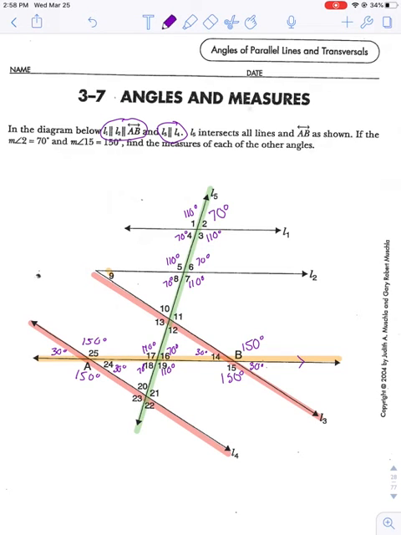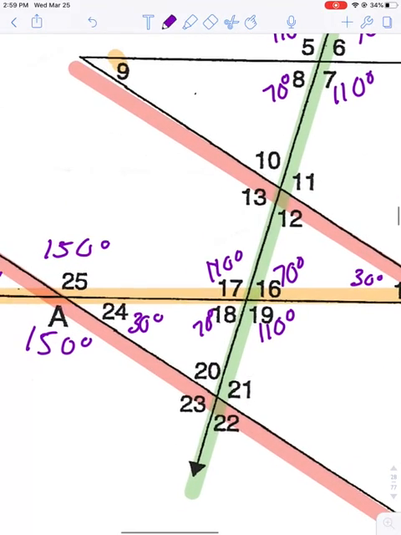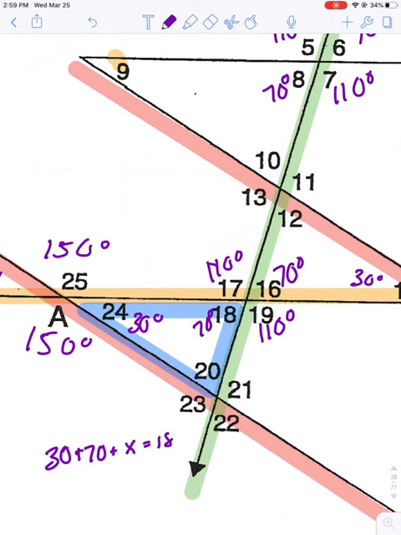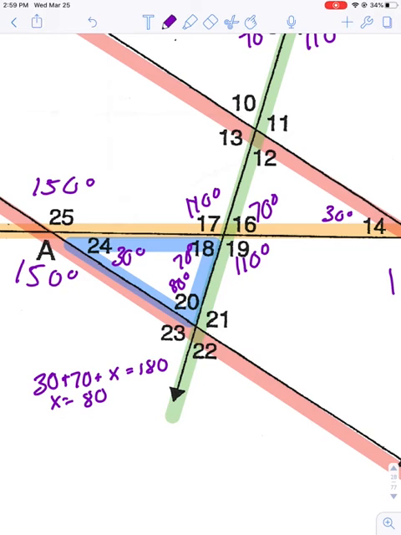Let's see what else I want to do. I think I want to use some triangle properties. So if I look at this triangle right here, I know that these have to add up to 180. So 30 degrees, 70 degrees, plus mystery has to equal 180. And that's going to end up being 80. X equals 80, I should say. So this is 80 degrees. And that helps me get that whole cluster, the 20, 21, 22, 23 cluster. 20 and 22 are vertical angles, and 21 and 23 have to be supplementary.